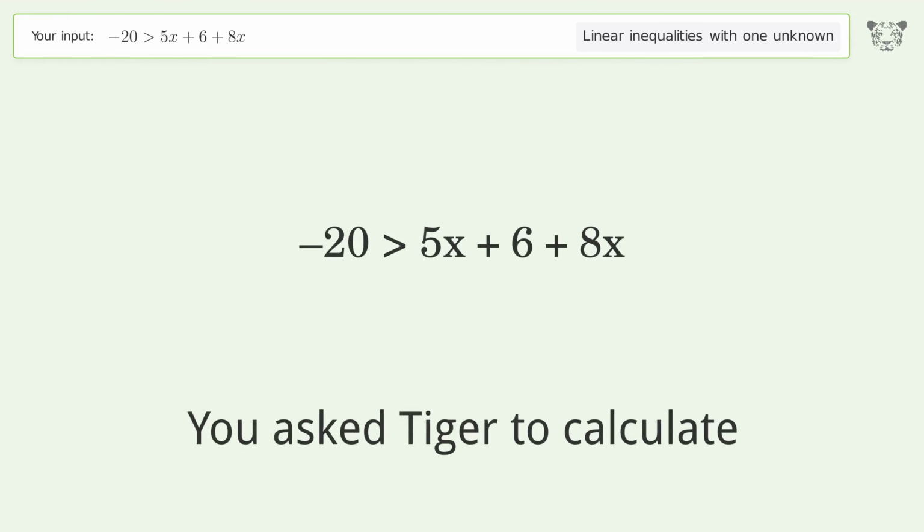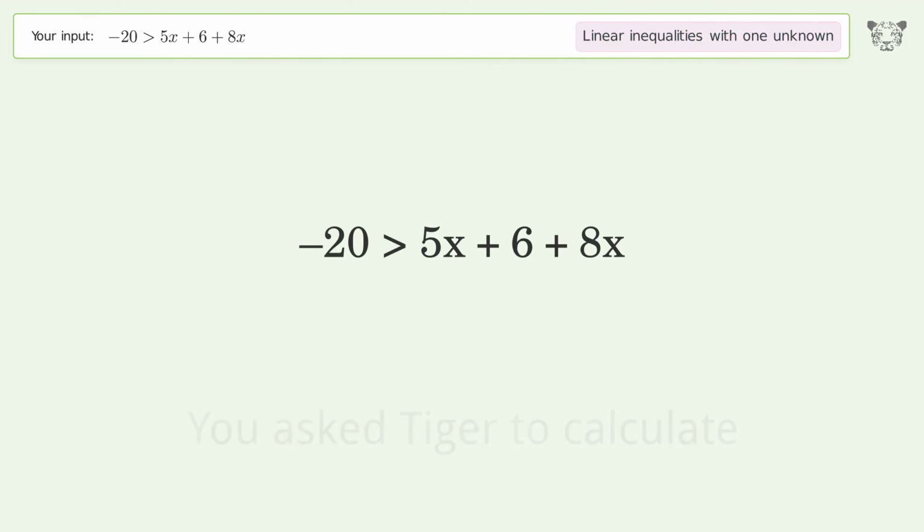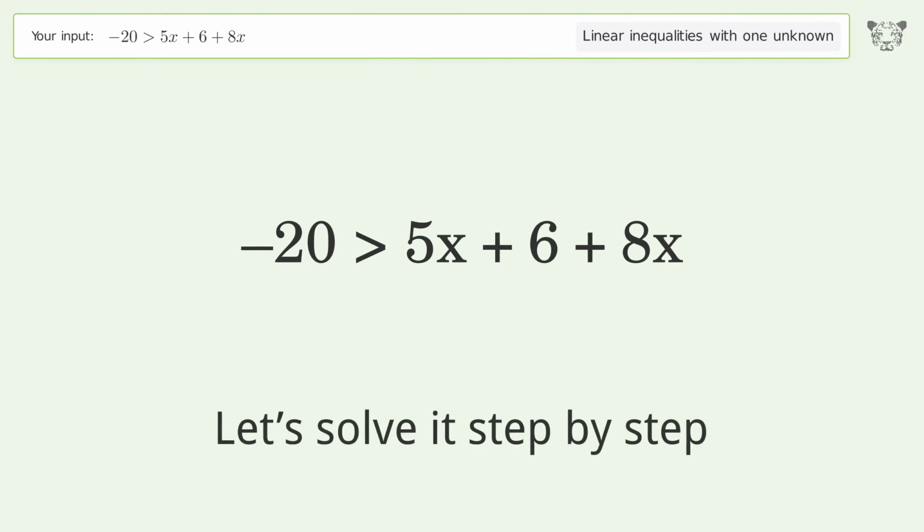You ask Tiger to calculate. This deals with linear inequalities with one unknown. The final result is x smaller than -2. Let's solve it step by step.